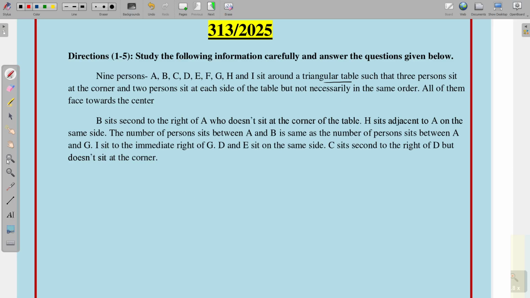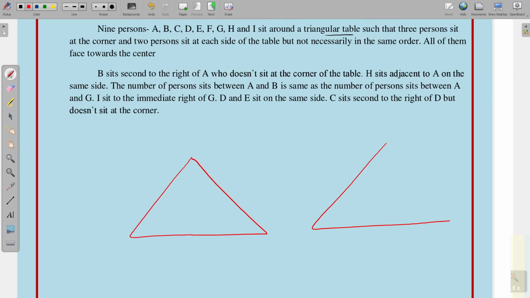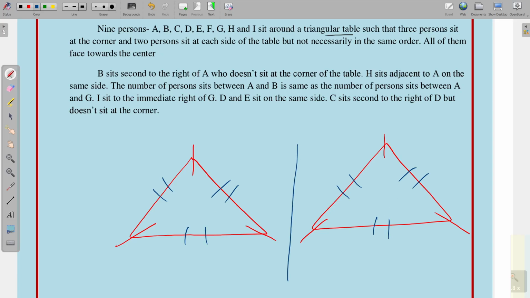Here we have a triangular table. First possibility, second possibility, 3 persons are sitting at the corners. So, two persons are sitting on each side of the table. So, two possibilities. So, see the first one.